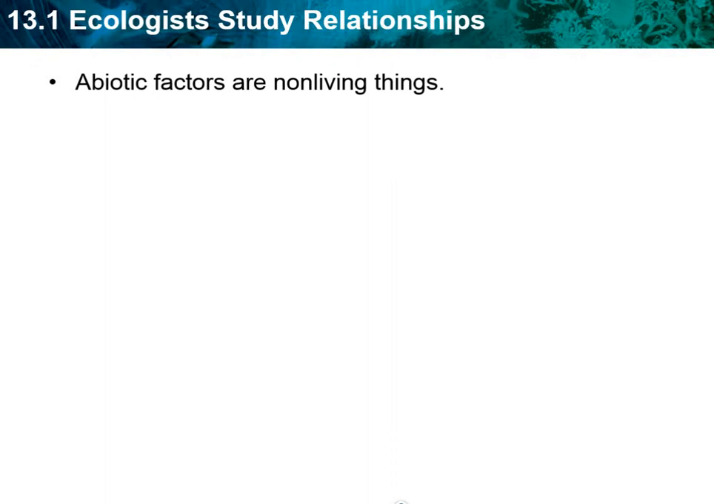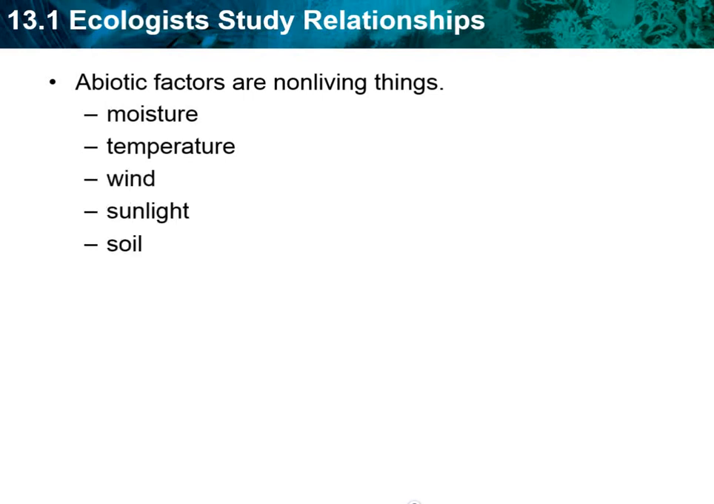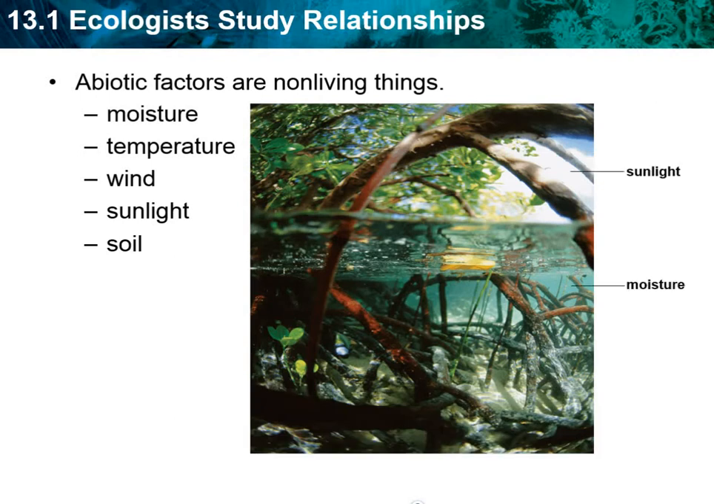Abiotic factors are things that are non-living. So you'd have things like moisture, temperature, wind, sunlight, soil. All of those things are going to end up being considered abiotic. Anything that's not alive would fall into that category.